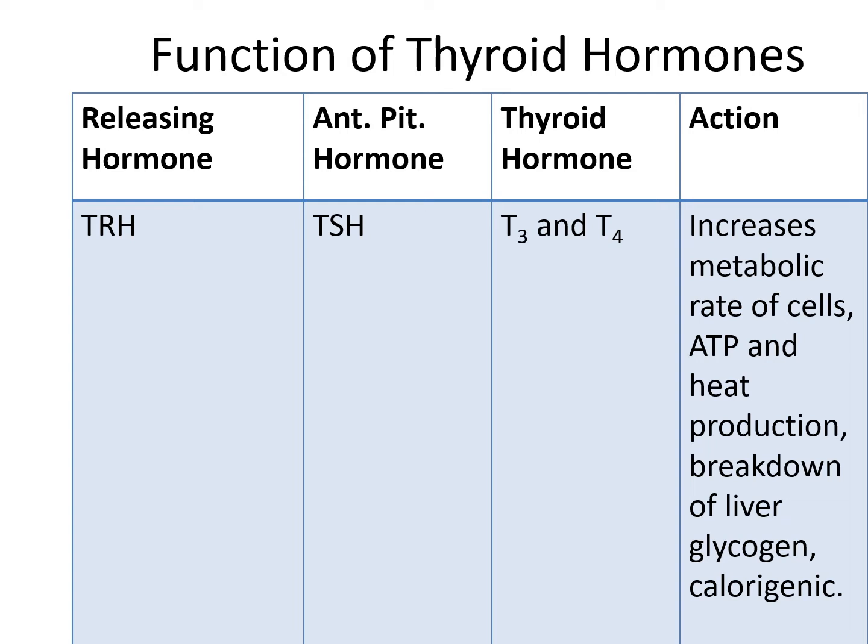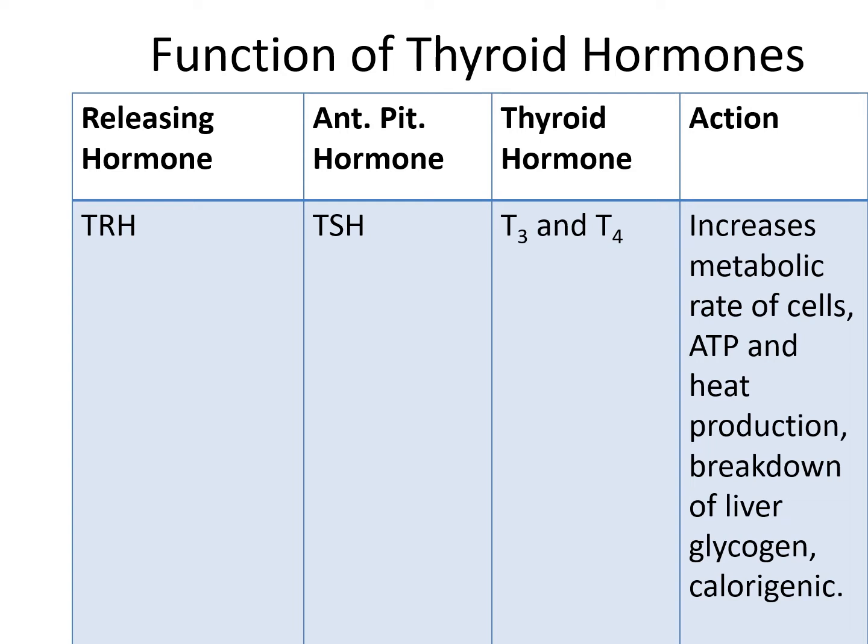Right, so aside from T3 and T4, we have to know that the control of the production of the thyroid gland is under the anterior pituitary gland. It releases this hormone called TSH, or thyroid stimulating hormone, which is under the control of the hypothalamus by releasing the so-called TRH, or thyrotropin releasing hormone. Thyrotropin is another word for TSH.